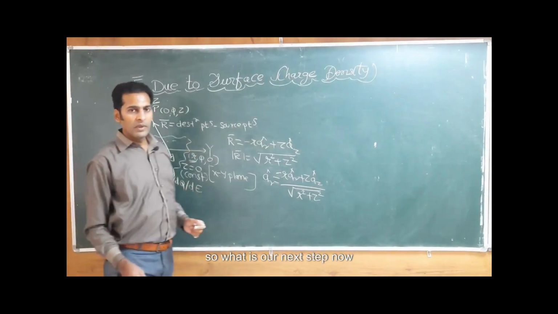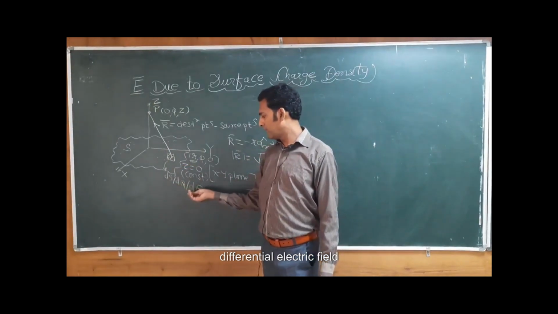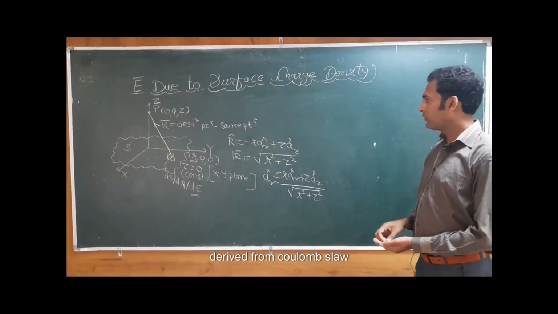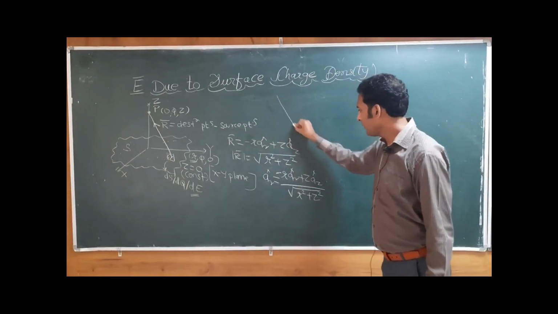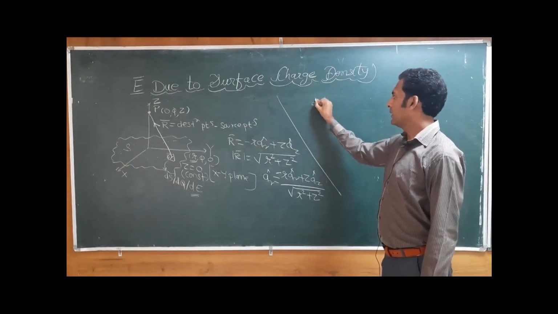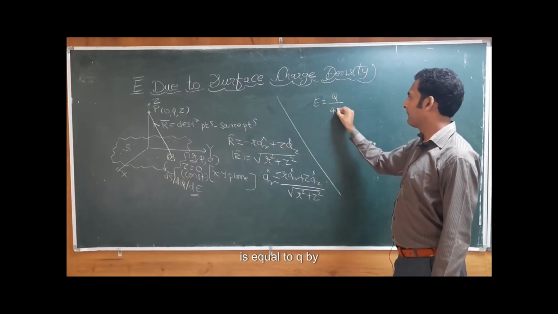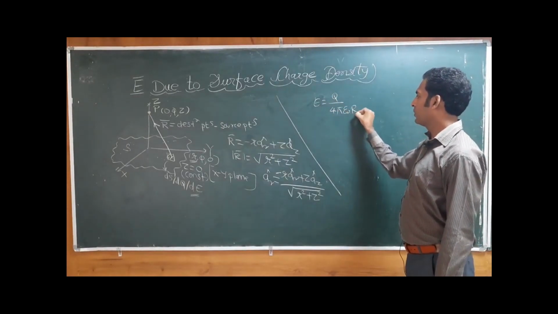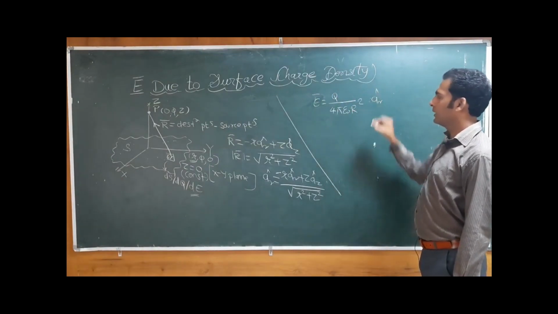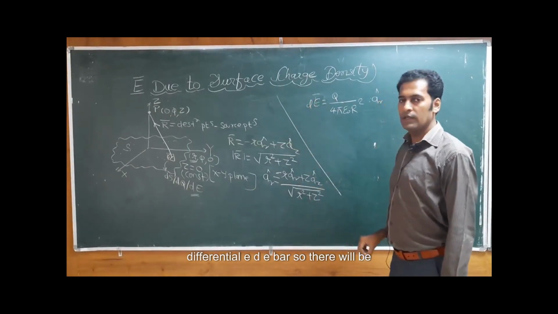So what is our next step? Now this is the line, it is applying some differential electric field intensity dE. So what is the basic formula of dE? We derived from Coulomb's law that E is equal to Q by 4 pi epsilon naught R square. If it is E bar, we have to take AR cap. Now here we are considering a small differential E, dE bar.